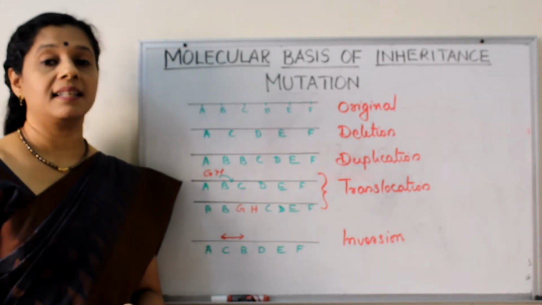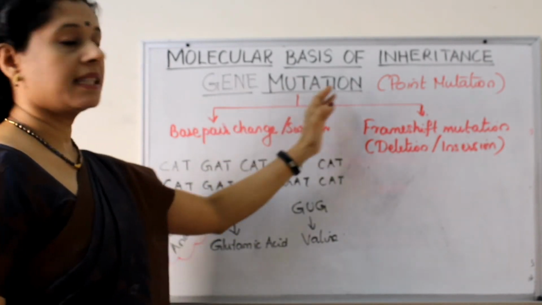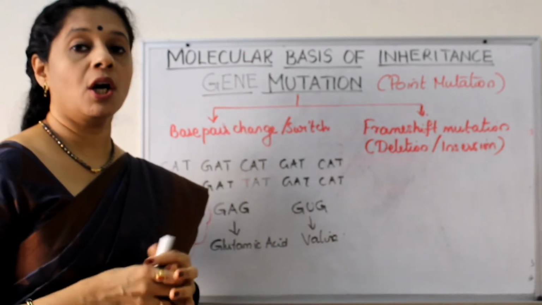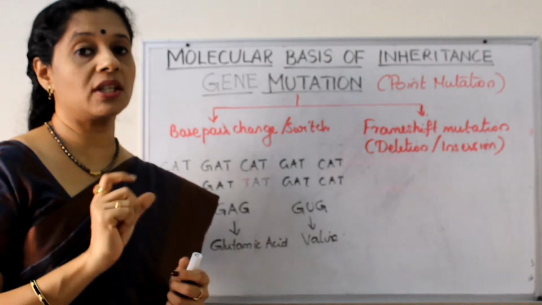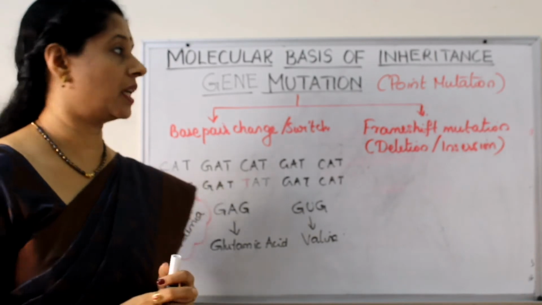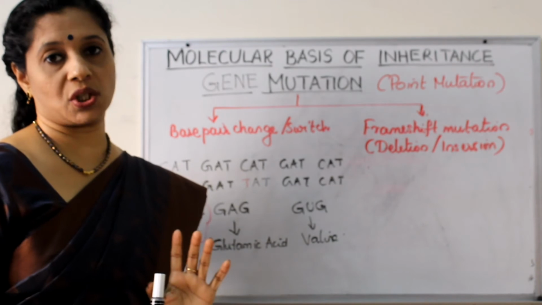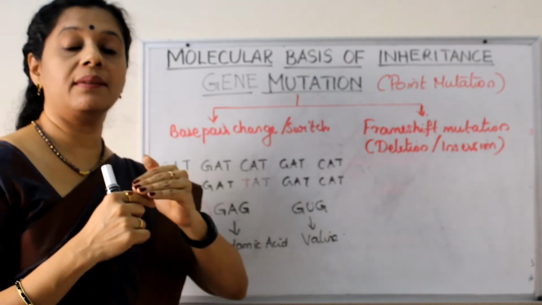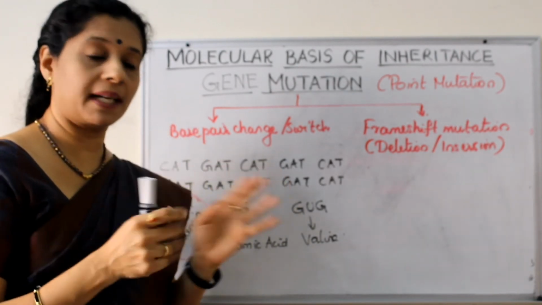Now we will discuss gene mutation, or point mutation. Gene mutation is otherwise called a point mutation because it's not happening to a long chromosome, but only within the gene, within a small sequence. So here genes are not changing, but the nucleotide sequences within the gene are changing. That can be of two types. One is base pair change or switch, meaning instead of one nucleotide, another nucleotide will be there. It's not missing or adding, but only one is replaced by the other.